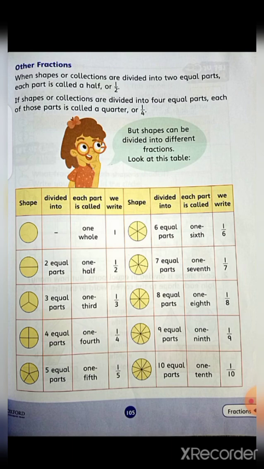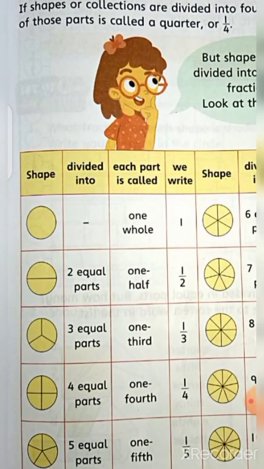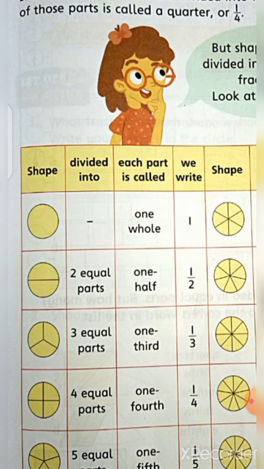If you look carefully at this page, all the shapes are the same and there are 1, 2, 3, 4, 5, 6, 7, 8, 9, 10 of them. Each divided part is called a fraction, and we write it. In figure number 1, there is no division, so that is one whole. It means 1. Figure number 2 is divided into how many equal parts? Very good, 2 equal parts, and each part is called 1/2. And how will we write it?